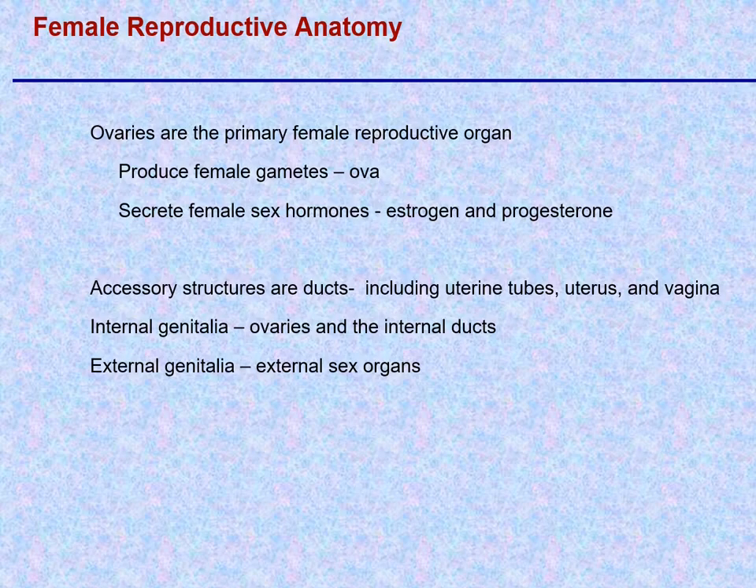The female reproductive anatomy, just like the male, has a structure of ducts that lead that reproductive cell along. So the reproductive cell, the ovum, is released from the ovaries or ovary, and then goes into the uterine tubes, and if fertilization occurs, often it's in the uterine tubes, and then it'll go into the uterus and implant, and then after 9 months of development, the full-term fetus exits via the vagina. So these are the internal genitalia, the ovaries and the internal duct system. The external genitalia are external organs that can be observed from the outside.